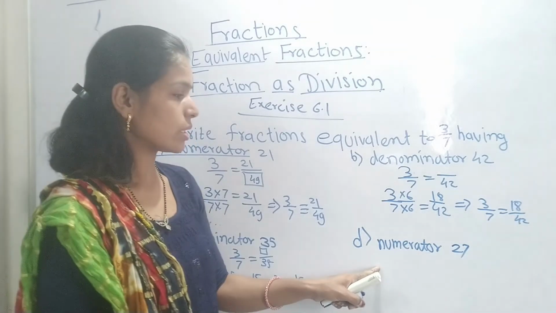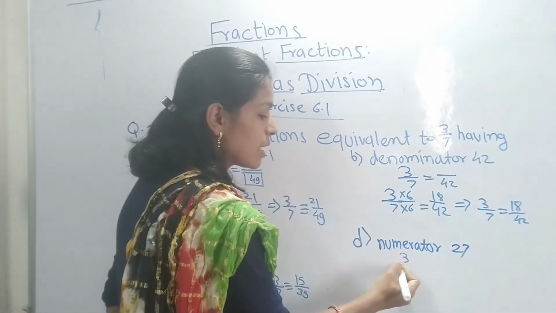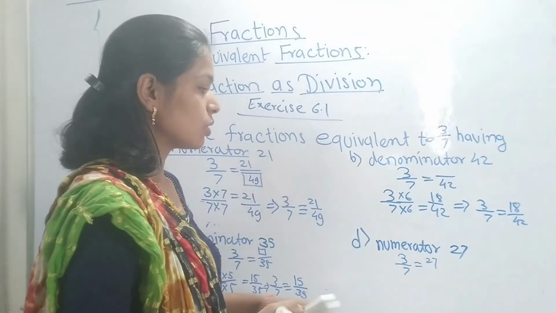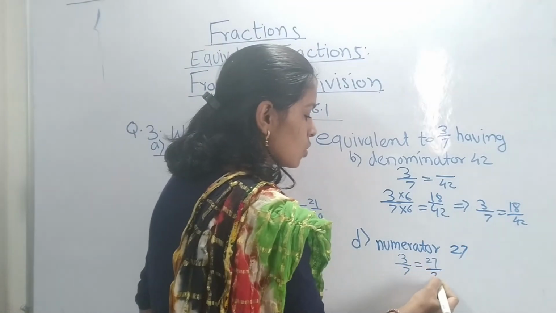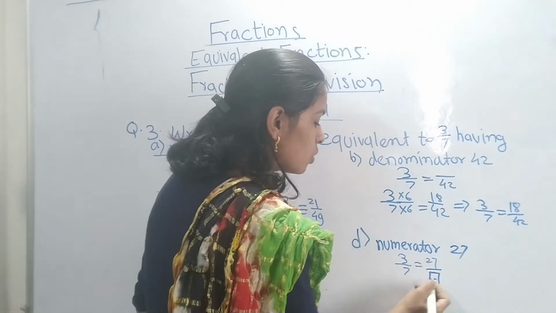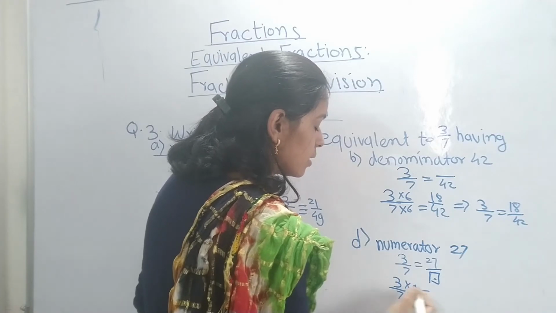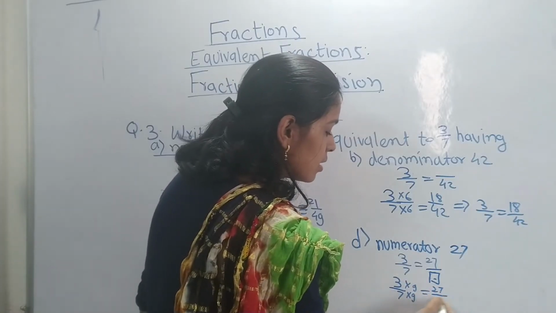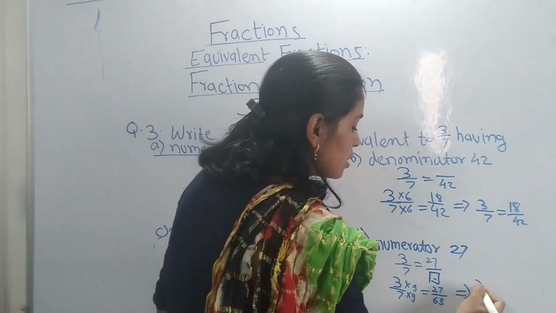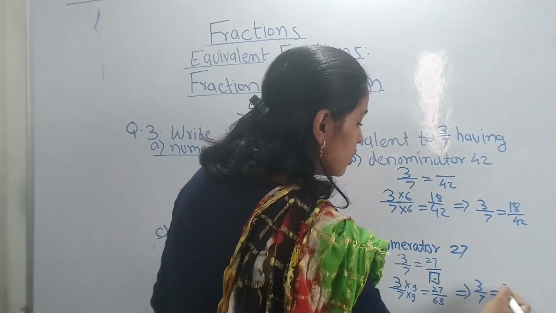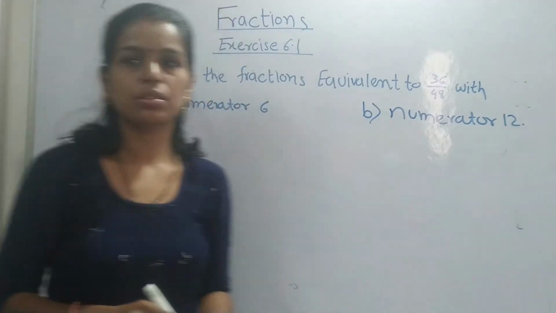Got it? Let's see one more example. The numerator should be equal to 27. Numerator means 3 by 7 is equivalent to a fraction whose numerator should be equal to 27. We know that 3 9s are 27 is there. So to obtain the denominator, we have to multiply the given fraction by 9 upon 9. So 3 9s are 27 is there and 7 9s are 63 is there. So this implies that 3 by 7 has an equivalent fraction 27 upon 63 where the numerator is 27.